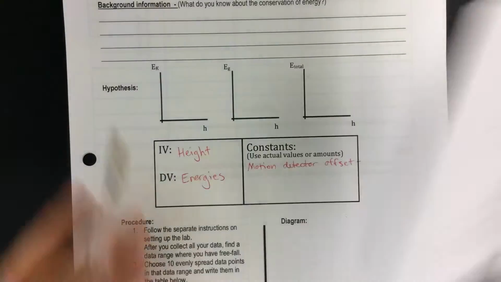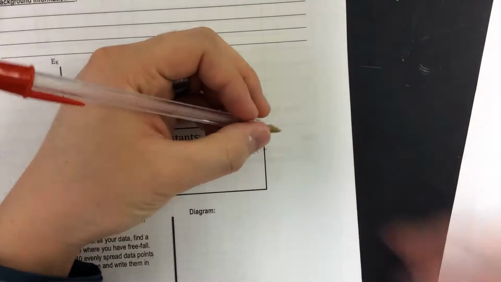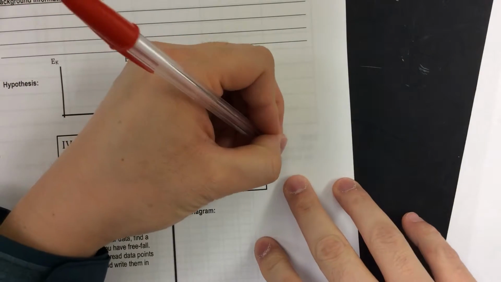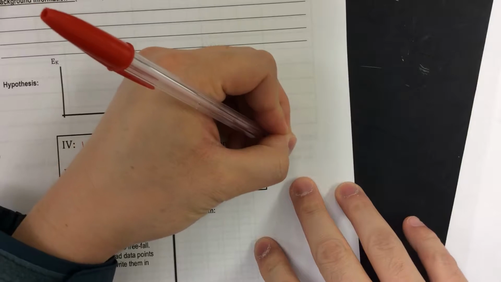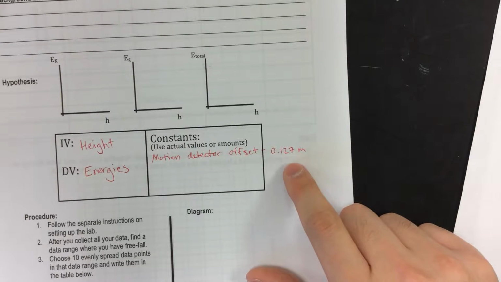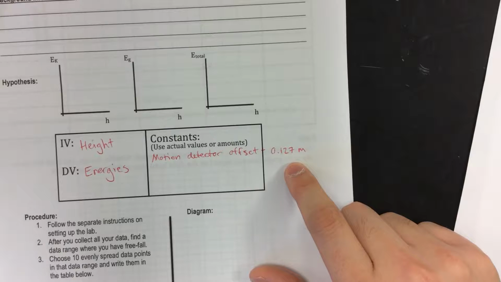So when you average that all out, for my data, on average, my offset was about 0.127 meters. So you're going to need to use that. That's a constant.